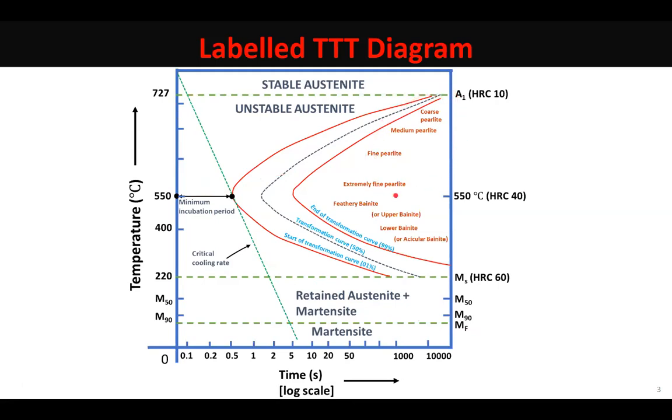But then these pearlites have been marked differently. Here in a high transformation temperature region we have something called coarse pearlite, then below it we have medium pearlite, then at an intermediate temperature we have fine pearlite, and at the lower band of this transformation range where pearlite gets formed, we have extremely fine pearlite.